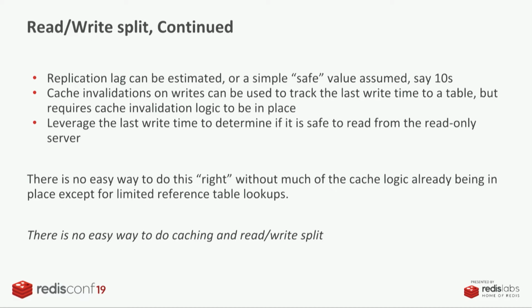Now the interesting thing is that read-write split and caching actually come together as functionality. They live together. The thing is, to do read-write split properly, you need to know when writes happen to tables across your infrastructure. That, in caching terms, is when the table was invalidated. So if you're tracking invalidation for caching anyway, you have the most important piece of information that you need for read-write split.